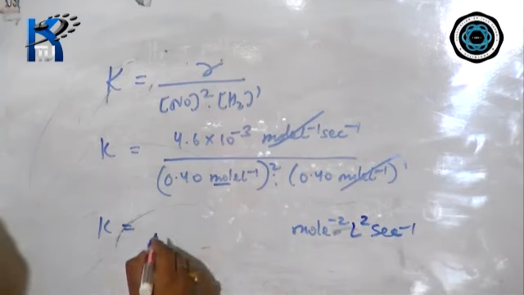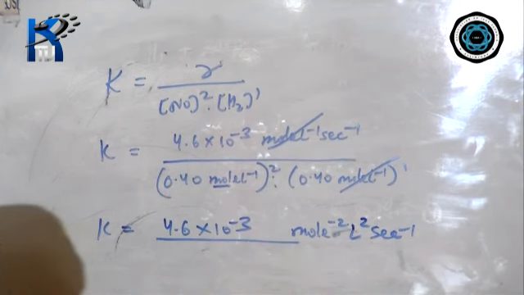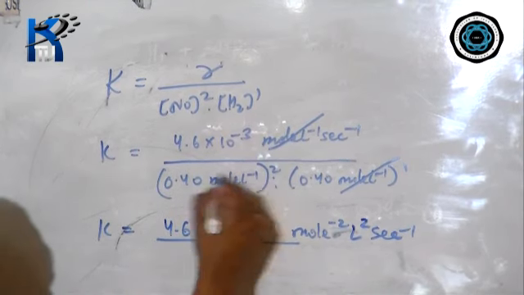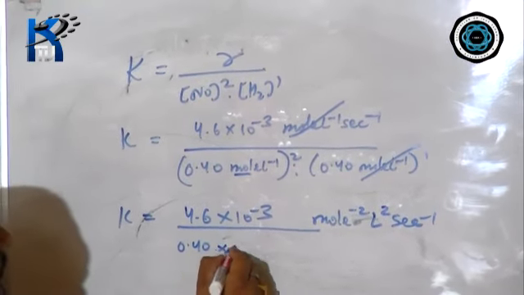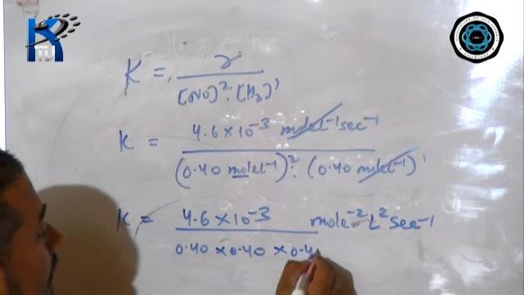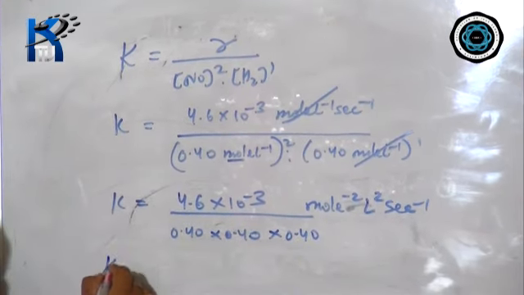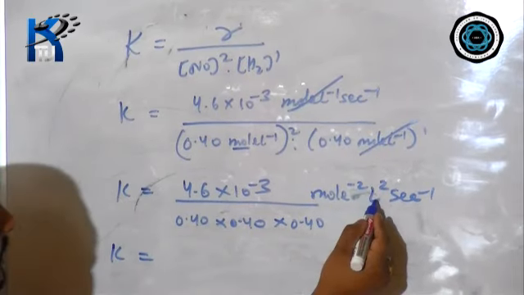Now we solve the numbers on one side. So this is the value of rate, and now this is the square of 0.40, which means 0.40 into 0.40, and here is also 0.40. Now students, the unit we got, you can verify whether your unit is coming right or wrong.